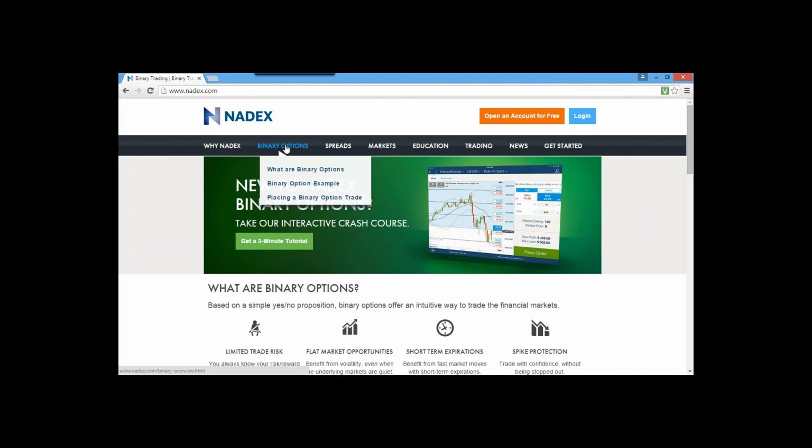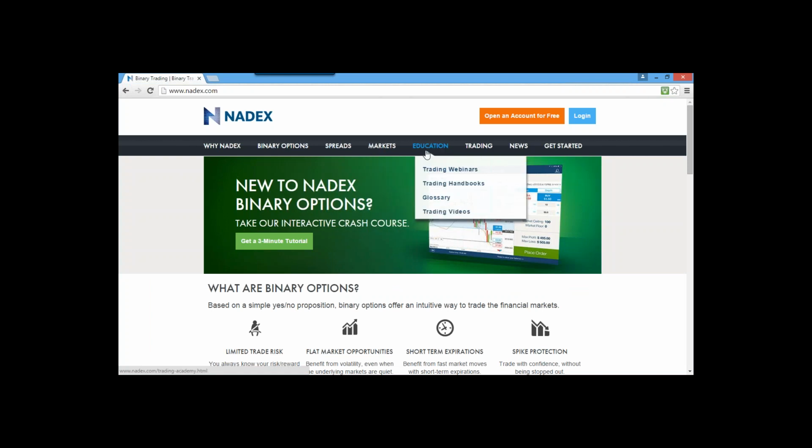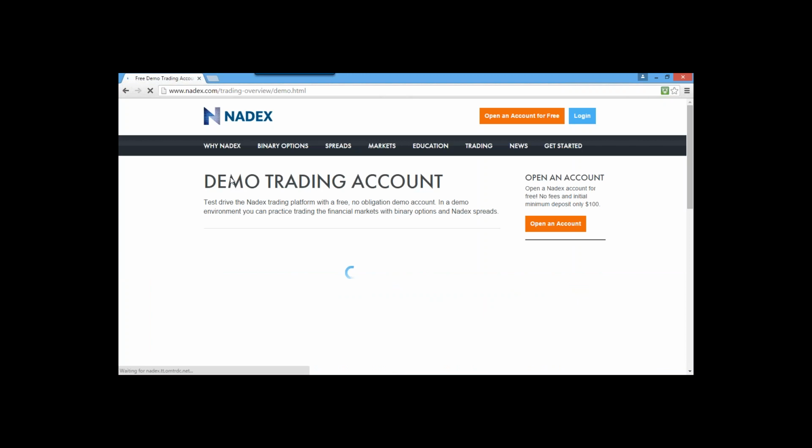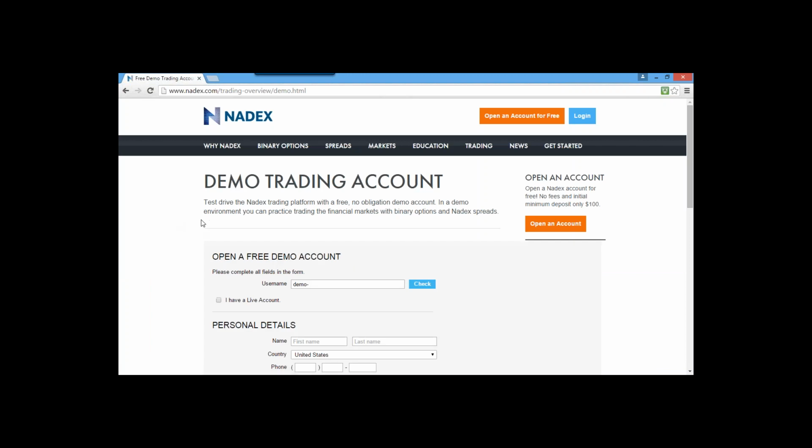And you can go through and get some information about how they work and the different markets and some basic education here. But I also want to bring your attention to this tab here, the trading tab, the second one down, Demo Trading Platform. Hop on over here. If you don't already have one of these, do it right now, even while we're on this webinar. It will help you along the way here.